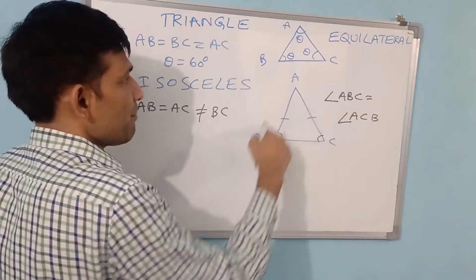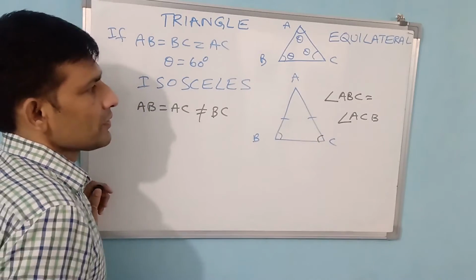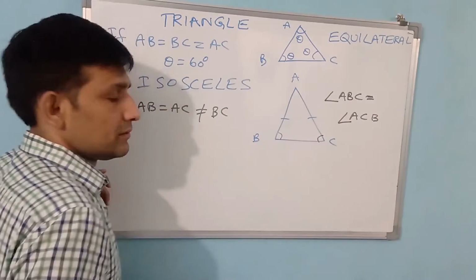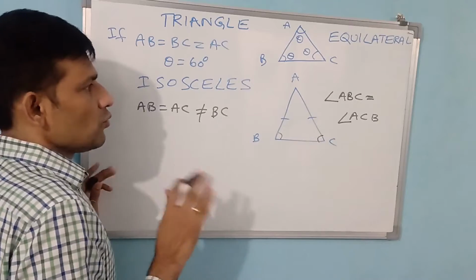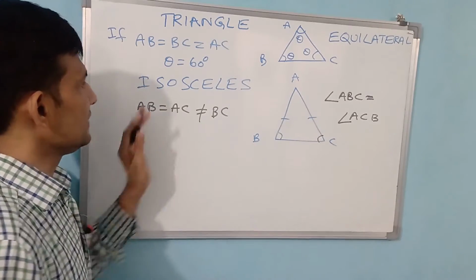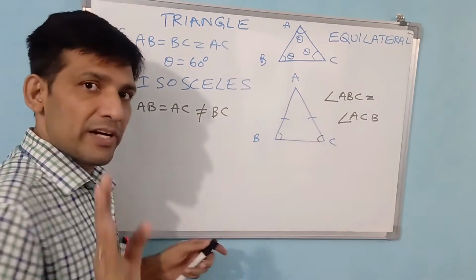What about this angle? BAC or CAB. Okay. Both are equal. I have made them with the equal symbol. Two angles are equal, two sides are equal. The third side is not equal. This is the property of an isosceles triangle. Together all angles will become 180 degrees.